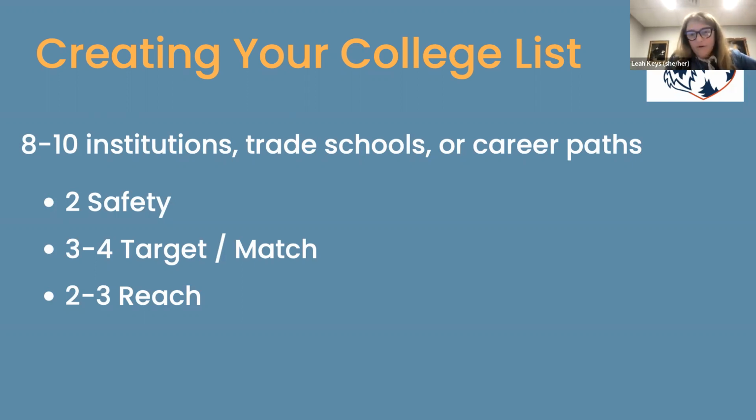It's really important to have all 3 types of schools in your list. The reason being that if you had all safety schools, then you may not be challenging yourself enough. You're not getting as much out of this experience of applying as you potentially could. If you choose all target or match schools, gosh, that would be 8 to 10 schools that you are really excited about and you really see yourself going to. And that's a lot.